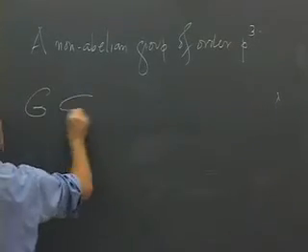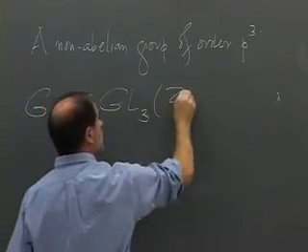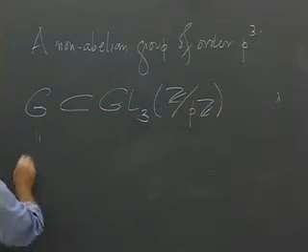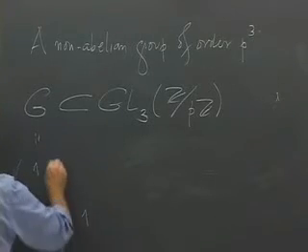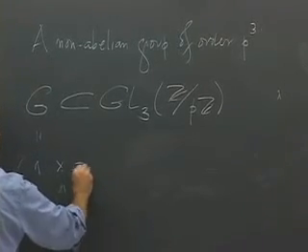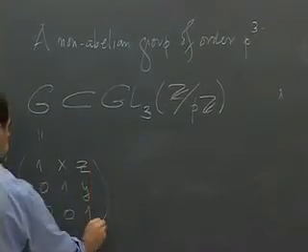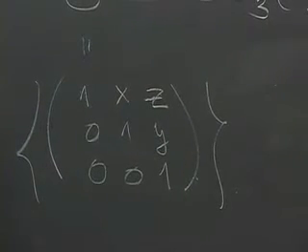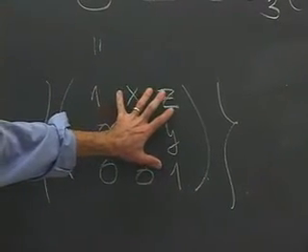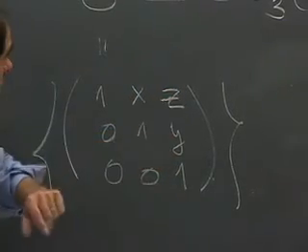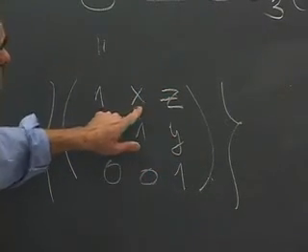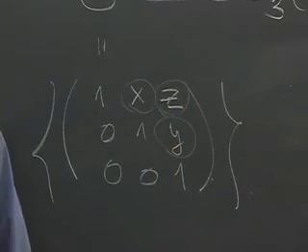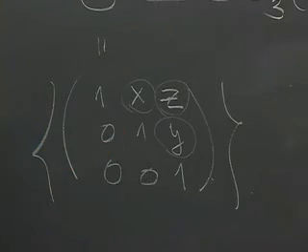Take G, a subgroup of GL3 of Z/p. See, it's so useful now that we have these matrix groups. And it's the group consisting of the matrices that look like this. I claim that's a subgroup because if you multiply matrices like this, you get another one. It's closed under multiplication and inversion. It has clearly order p cubed because you have p choices for x, p choices for y, and p choices for z. And you can check by multiplication it's non-abelian.